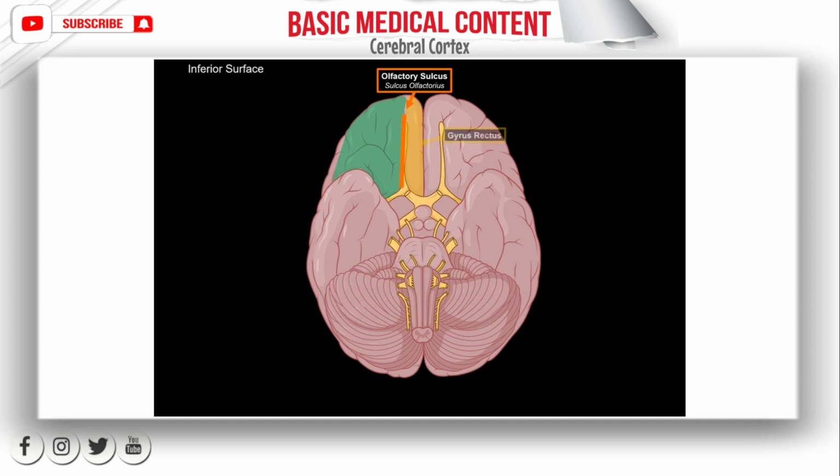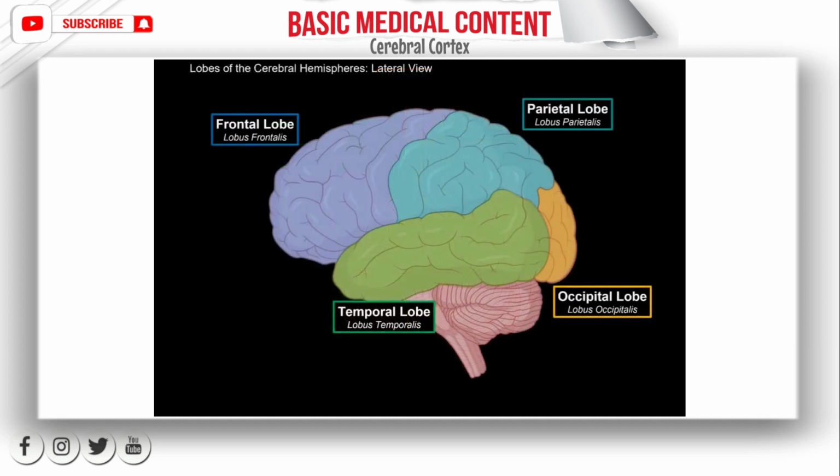It divides it into the gyrus rectus, which is a part of the prefrontal cortex, and the orbital frontal gyri, or gyri orbitalis, which is also a part of the prefrontal cortex. On these gyri, you will find many small sulci called the orbital sulci, or orbital frontal sulci. So that was all of these lobes.